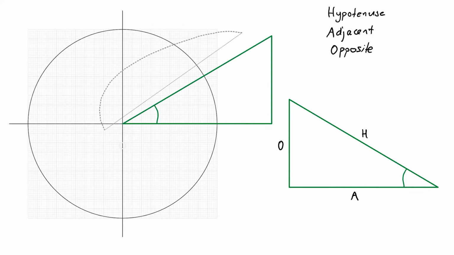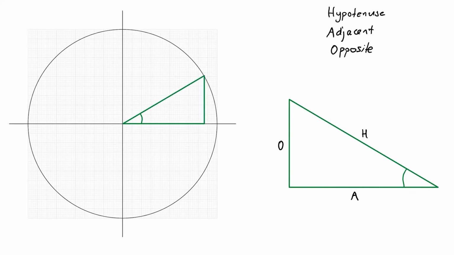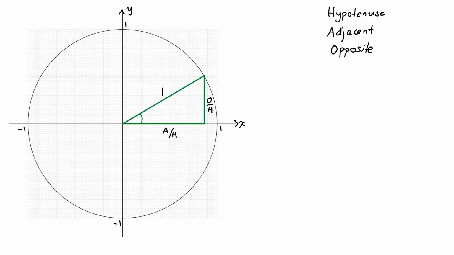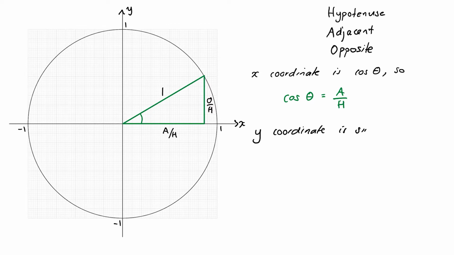Now we're going to shrink the triangle down so that its hypotenuse is now 1. So this means dividing all sides of that triangle by h. Now, rescaling a triangle doesn't actually change any of the angles, that's just a property of similar triangles. So if we pop it into our diagram, you can see straight away that the x-coordinate, that's our cosine theta from before, will just be the adjacent over the hypotenuse. And the y-coordinate, that's our sine theta from before, will just be the opposite over the hypotenuse.